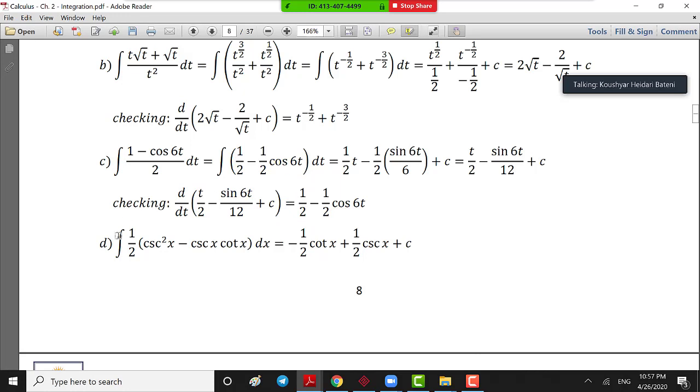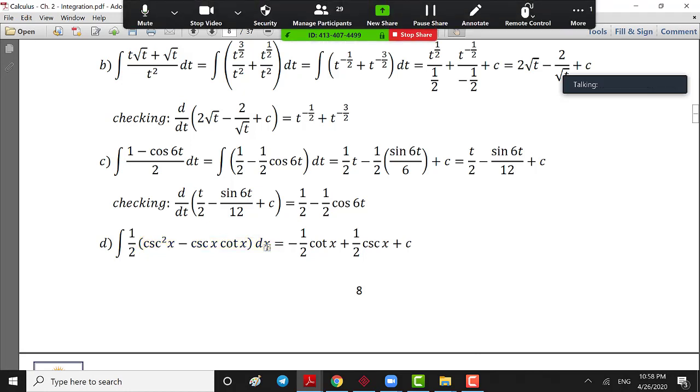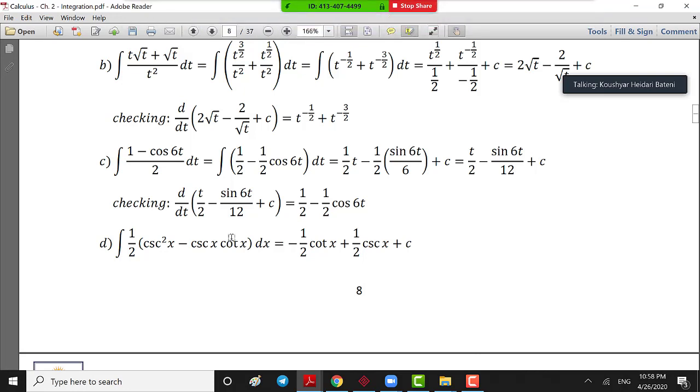Again, case D, indefinite integral of 1 over 2 cosecant squared x minus cosecant x cotangent x dx, right? Now, if you refer to the antiderivatives table that we saw in the previous lecture, the antiderivative for cosecant squared is minus cotangent, right? An antiderivative for cosecant cotangent is minus cosecant, right?